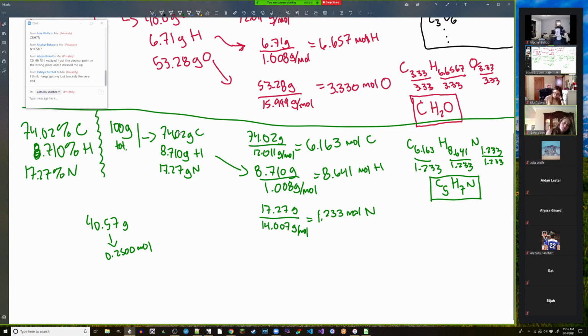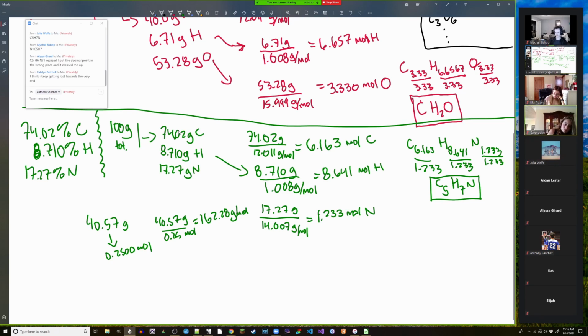So we can actually find the number of grams per mole by just doing this division, right? 40.57 grams over 0.25 moles is going to give us the number of grams per mole. Basically the same as multiplying by 4. 162.28 grams per mole.